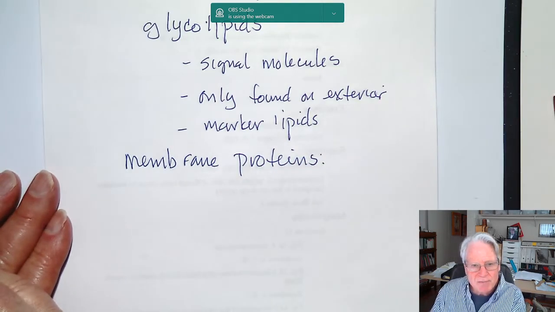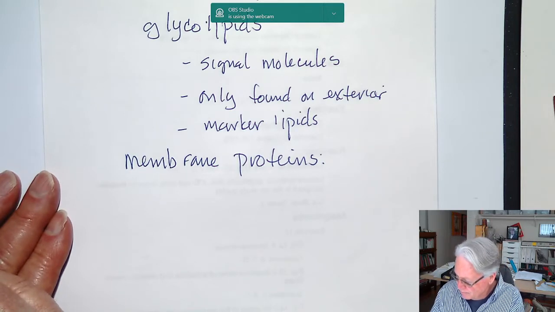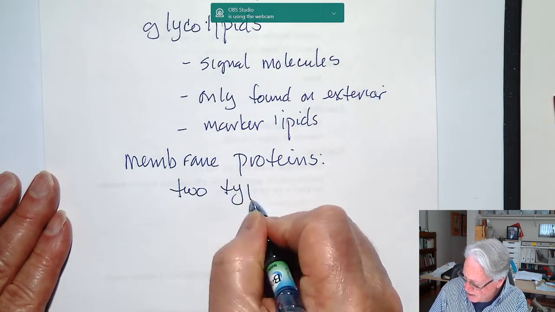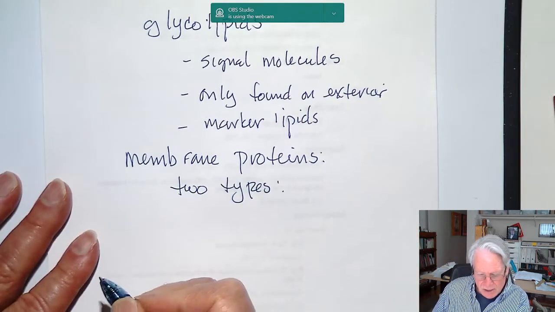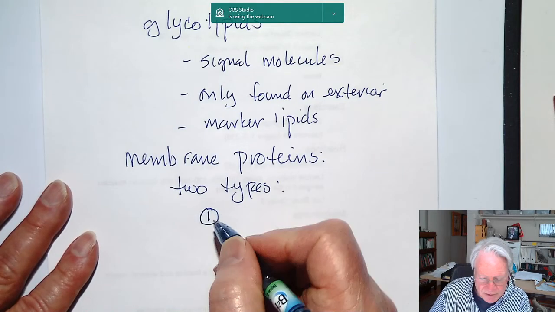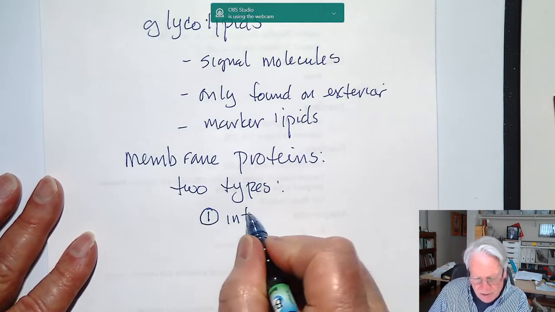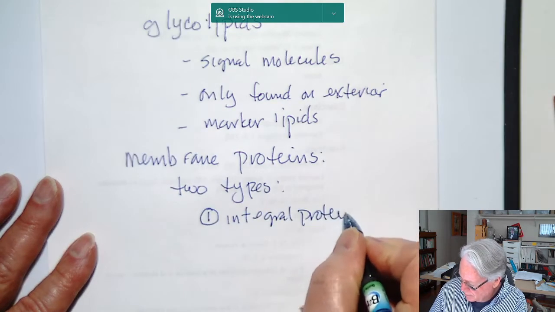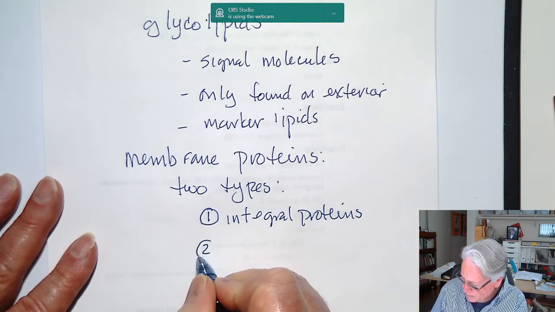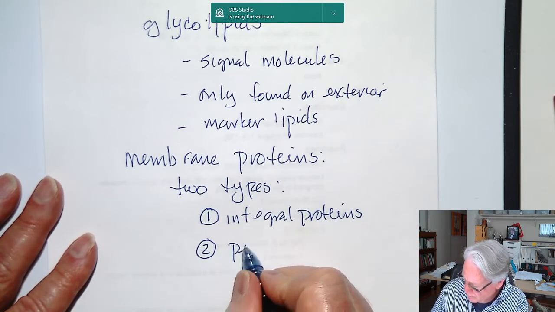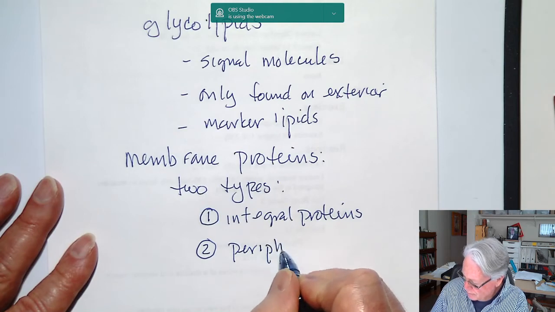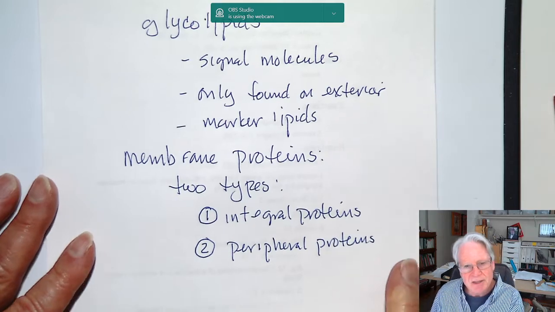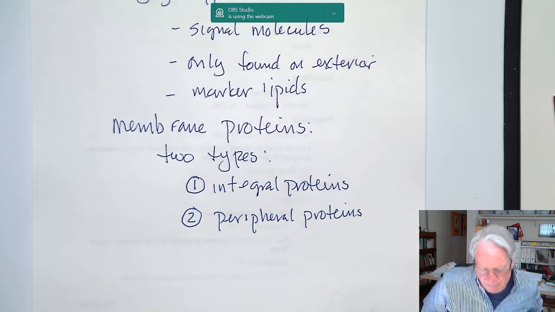Membrane proteins. When we look at membrane proteins, there are two types. Number one, there are integral proteins. And number two, we have peripheral proteins. And we looked at those when we were looking at that last overhead of the cell membrane.